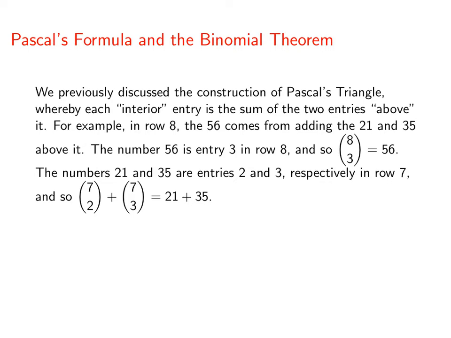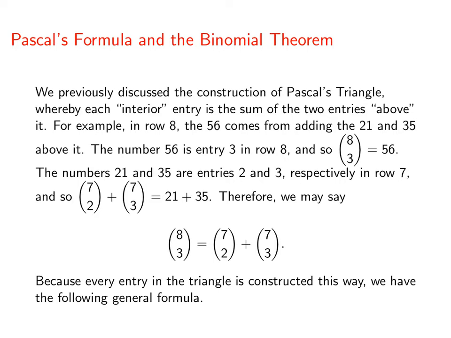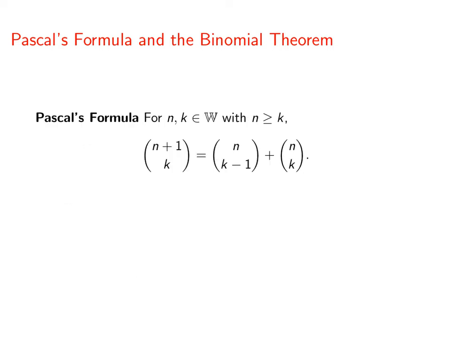Meanwhile, the numbers 21 and 35 are entries 2 and 3 respectively in row 7. And so that tells us that 7 choose 2 plus 7 choose 3 is equal to 21 plus 35. That means we can say that 8 choose 3 is equal to 7 choose 2 plus 7 choose 3. And every entry in the triangle is constructed this way. So that gives us a general formula. This is called Pascal's formula, and it says that for n and k, whole numbers with n bigger than or equal to k, n plus 1 choose k is equal to n choose k minus 1 plus n choose k.